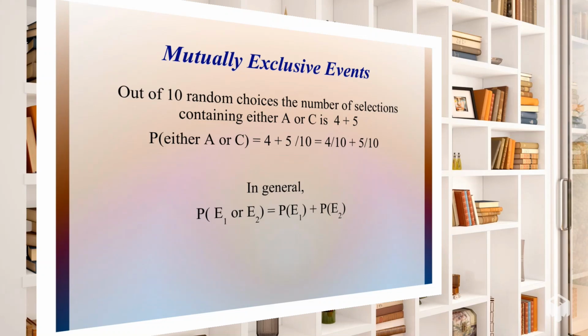So in general, if we have the probability of event 1 or event 2, it's equal to the probability of event 1 added to the probability of event 2.